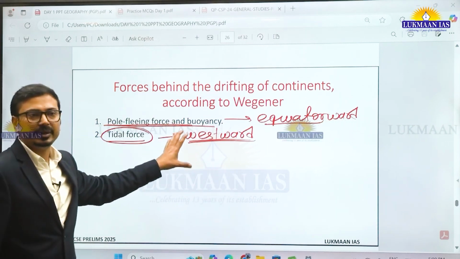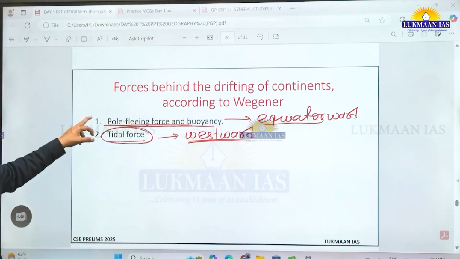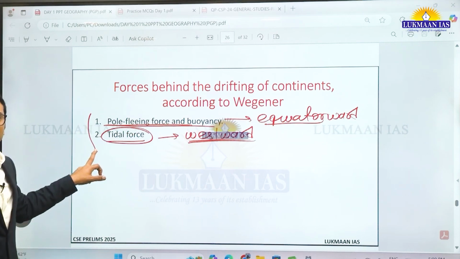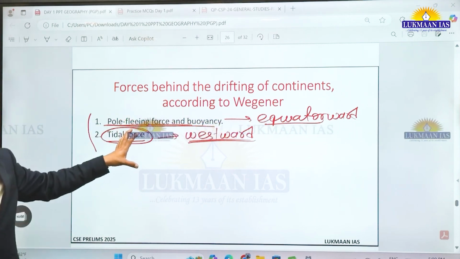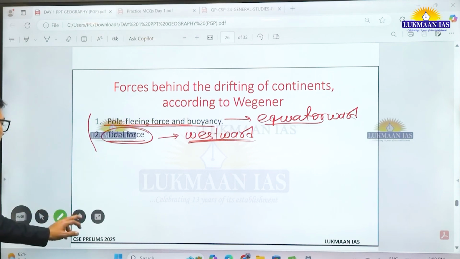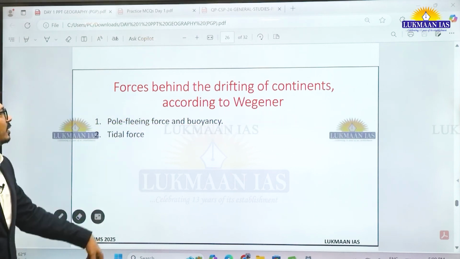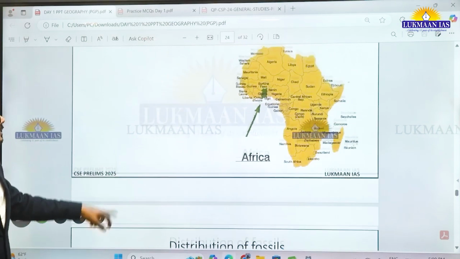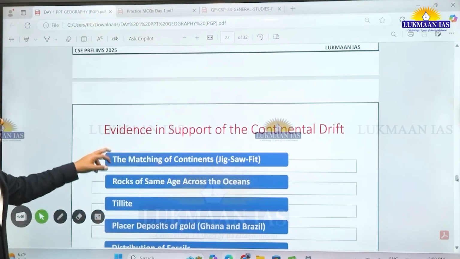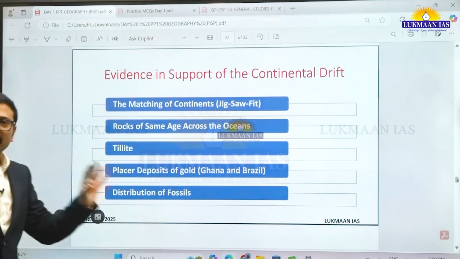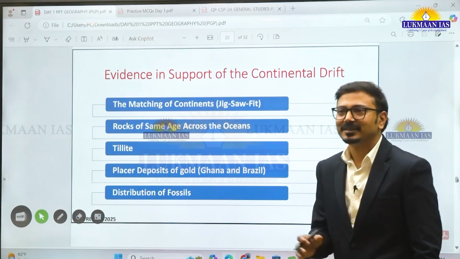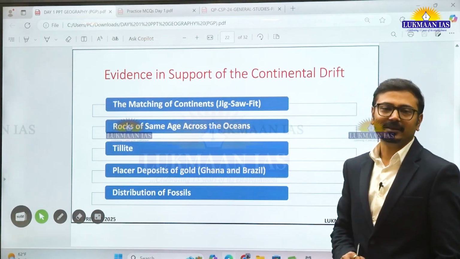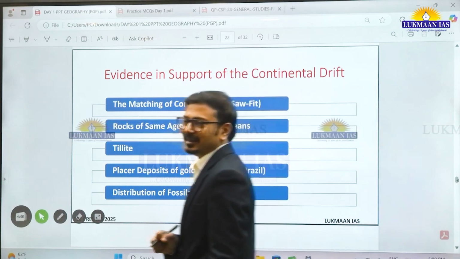तो ये उन्होंने forces बताए, although he was criticized on these forces only. Why? Because it was found that they are inadequate forces to move such large land masses on the earth. अब उन्होंने क्या किया है, उन्होंने दिए हैं evidences. This was largely promising. Okay, forces से ज़्यादा evidences promising लग रहे थे, इसलिए ये एक्सेप्ट की गई थी थ्योरी.